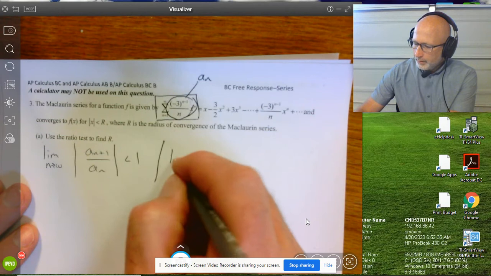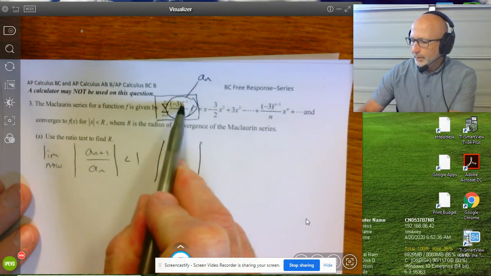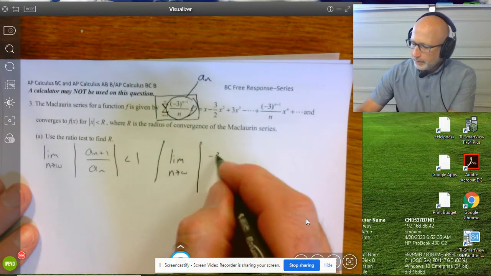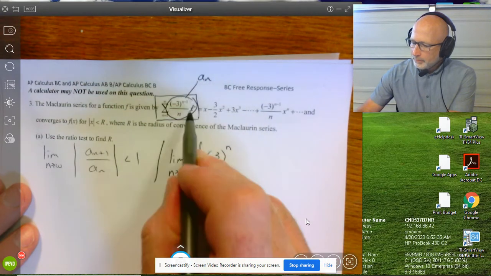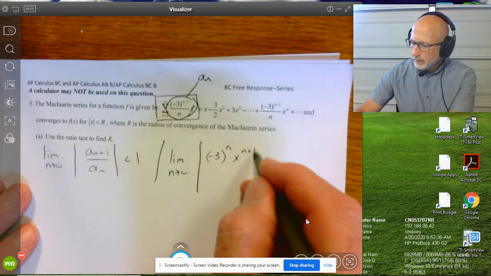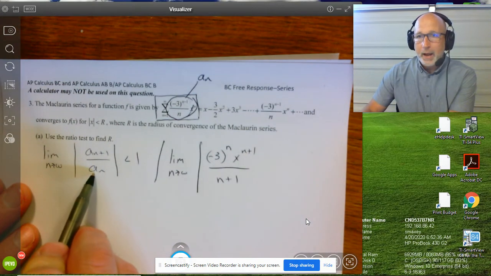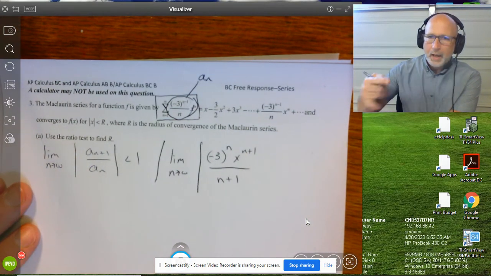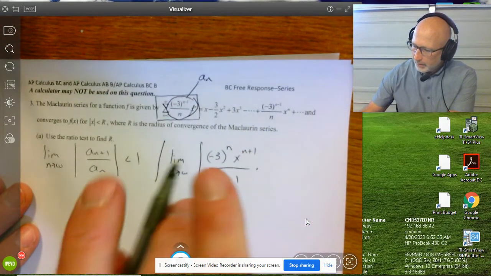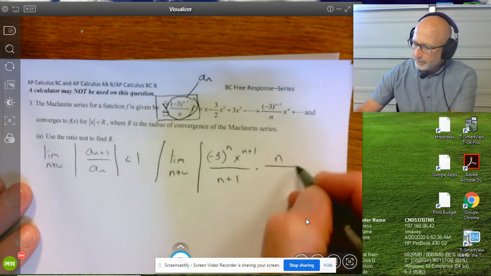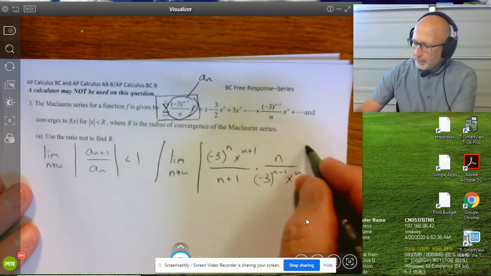So we have the limit as n goes to infinity of a of n plus 1. So everywhere there's an n, I'm going to place an n plus 1. So I have negative 3 to the n plus 1 minus 1, well, that's just n, times x to the n plus 1 all over n plus 1. Now you're supposed to divide through by a of n, and I am, but I'm just going to skip that step. I'm going to flip and multiply. So this is times this thing, but inverted. So there's only n on the top. I have negative 3 to the n minus 1, and then x to the n on the bottom.